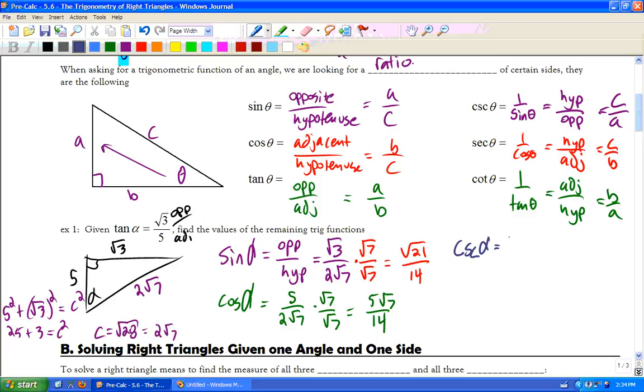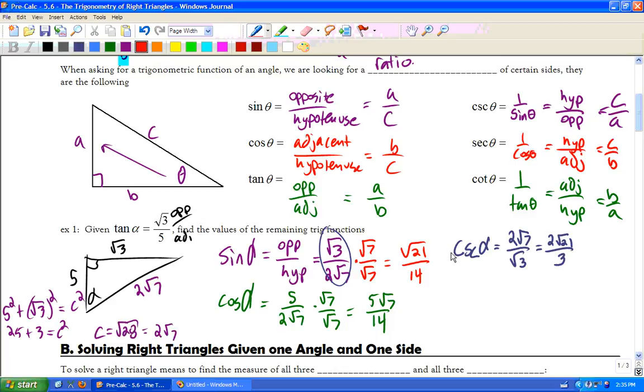of alpha is going to be, I'm going to go back to our original one just so I don't have to rationalize a couple times and simplify. So the reciprocal of square root of 3 over 2 square root of 7 is 2 square root of 7 over the square root of 3. When I rationalize that, that becomes 2 square roots of 21 over 3.